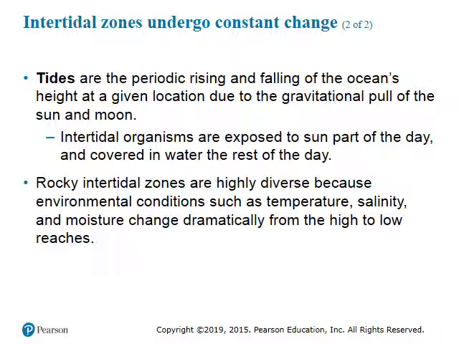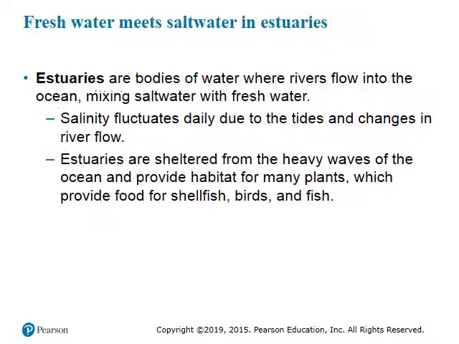Rocky intertidal zones tend to be very highly diverse because environmental conditions such as temperature, salinity, and moisture will change dramatically from high to low reaches. So these are very extreme environments actually, but in a way that creates this mosaic of different patterns.